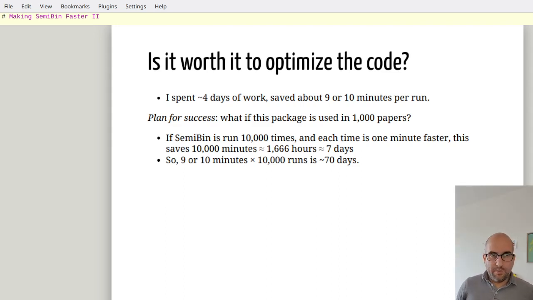If it's used in thousands of papers and each one runs it 10 times, that means that it's going to be run 10,000 times. So if each of these is 1 minute faster, each minute that we save per run translates to 7 whole days. So the work I'm going to be showing, in the end, we managed to squeeze out about 10 minutes for each SemiBin run. And so if it gets used 10,000 times, that means that we save about 70 hours of waiting at the computer.